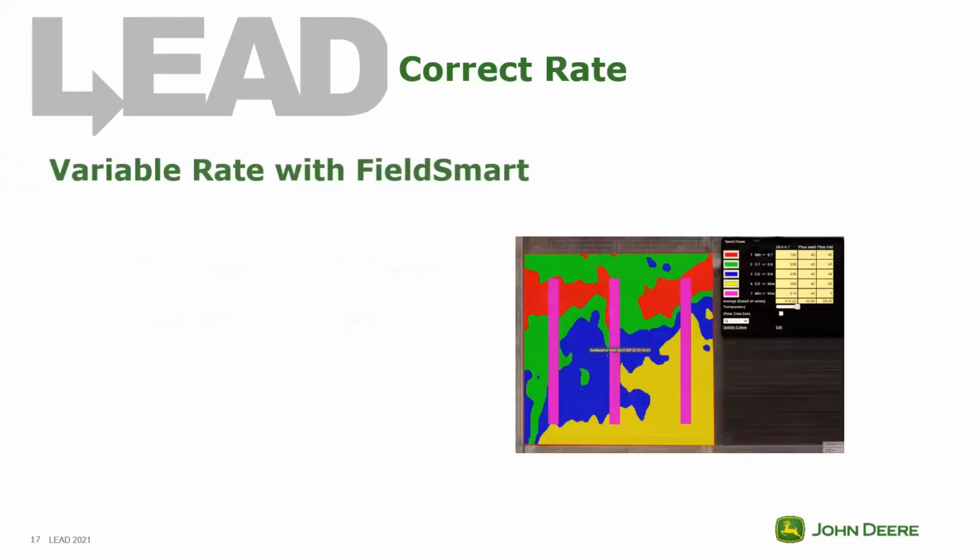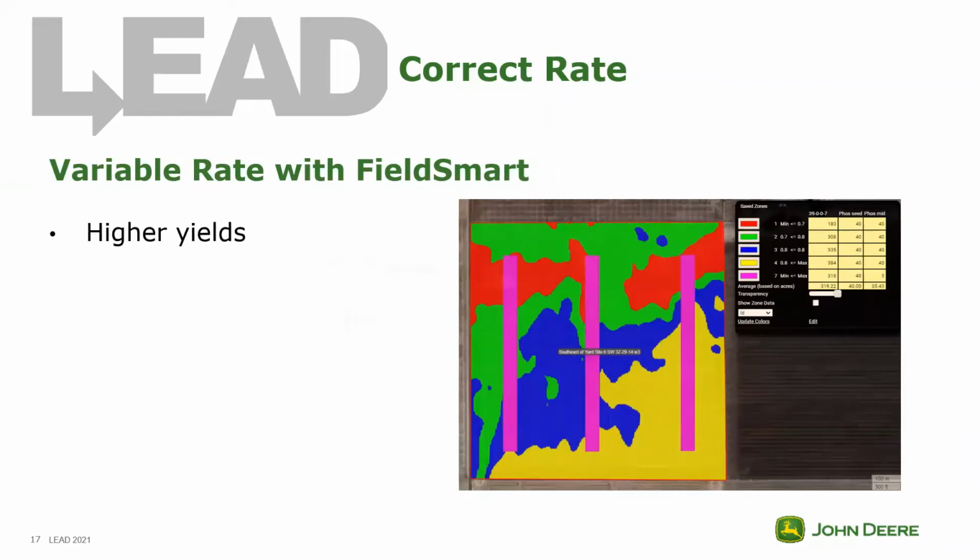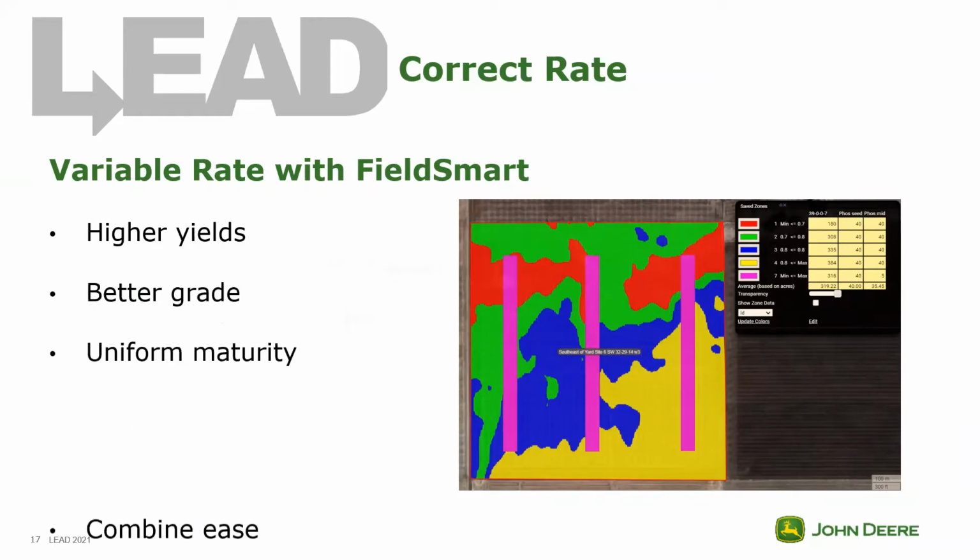Using variable rate seeding prescription removes the guesswork for determining optimal seeding rates throughout the field. Your local Fieldsmart agronomist can help create tailored variable rate prescriptions for your fields based on EM38 soil capacity and variability throughout soil tests. In the end, you'll see higher yields, better grade, uniform maturity throughout the season, which leads to combine ease.